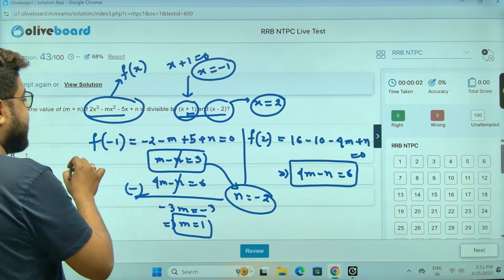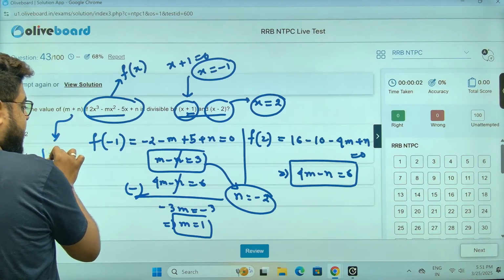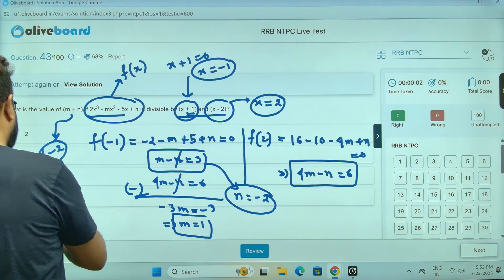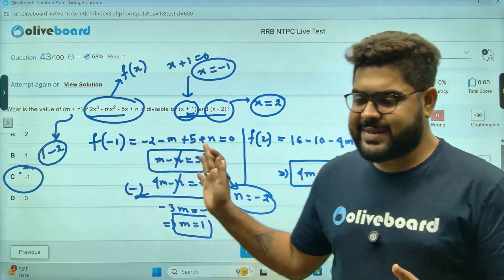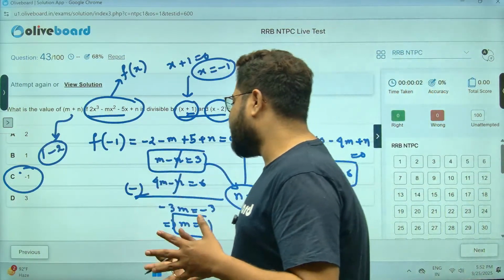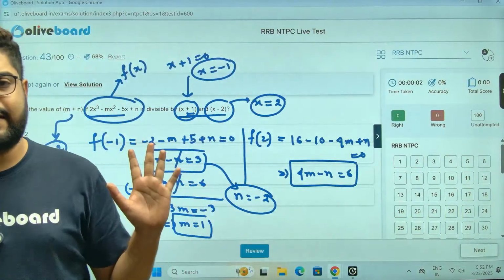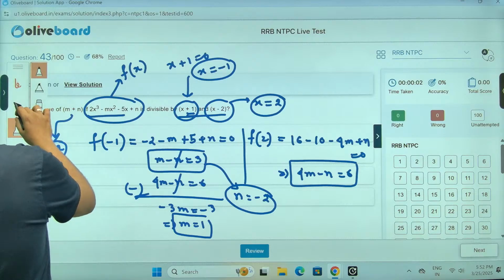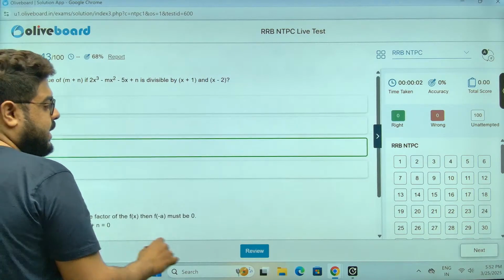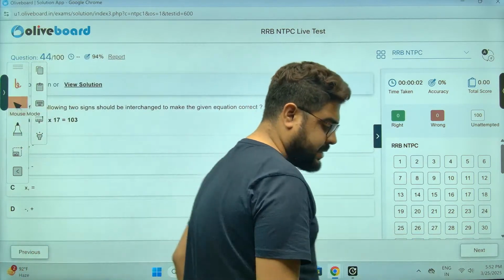So m plus n value will be what? 1 minus 2, that is minus 1. Option number C. A little, 3, 4 lines of calculations, but not difficult by any means. Clear? So minus 1 is your correct answer. Moving on to the next question.